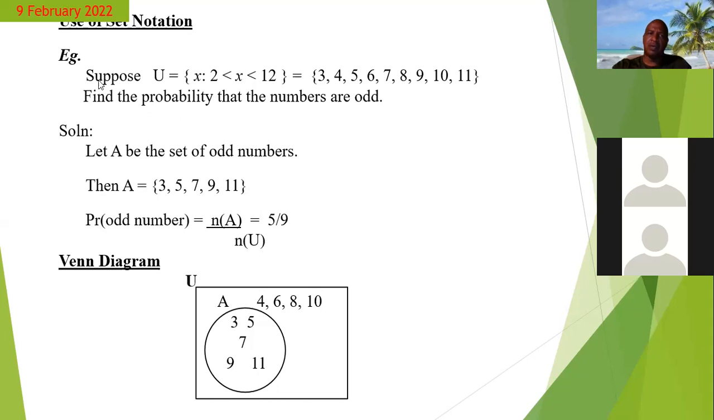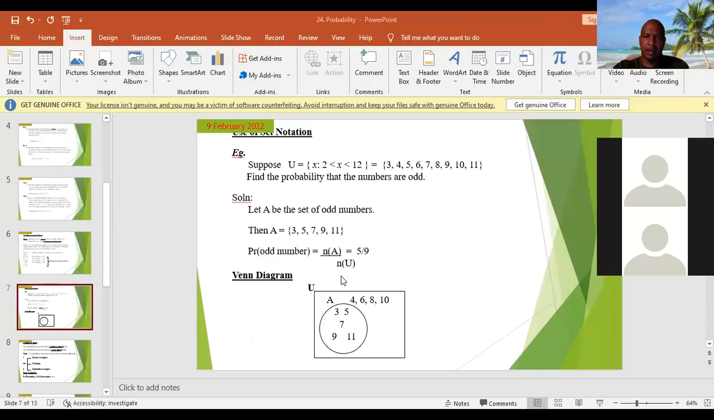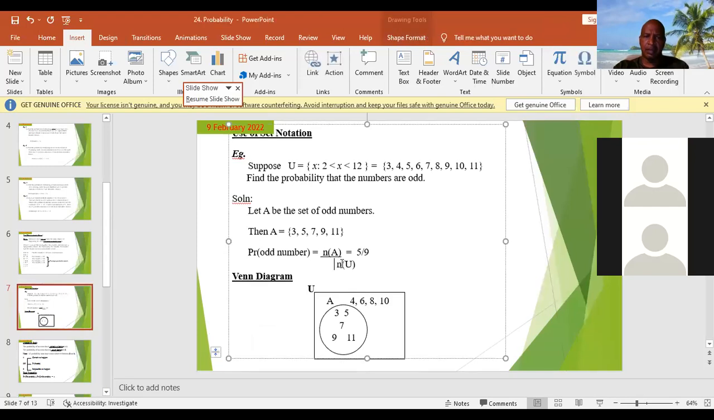All right, so here we have an example. Suppose U equals the set such that 2 is less than X and X is less than 12. Now, if we think of these values to be in the universal set, because remember, U is the universal set, right? Let me just fix this diagram.